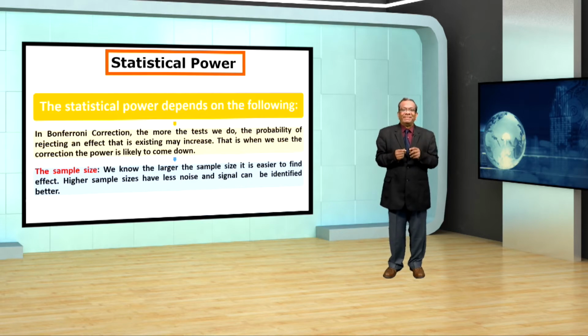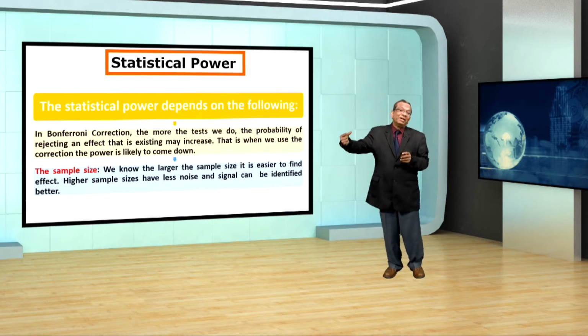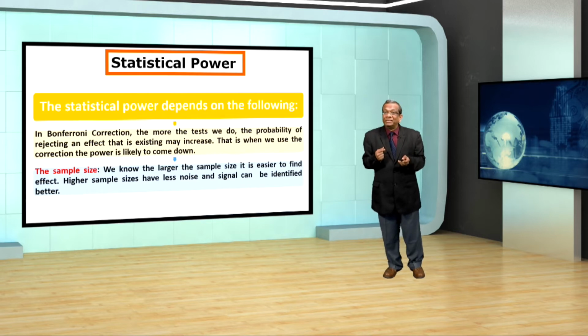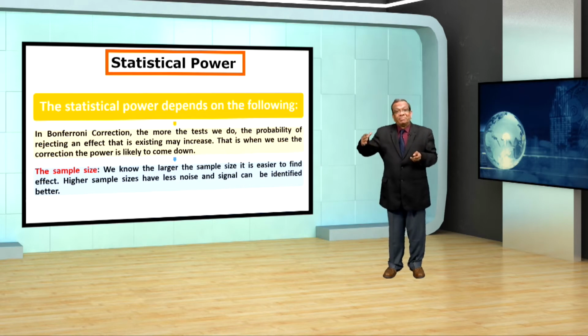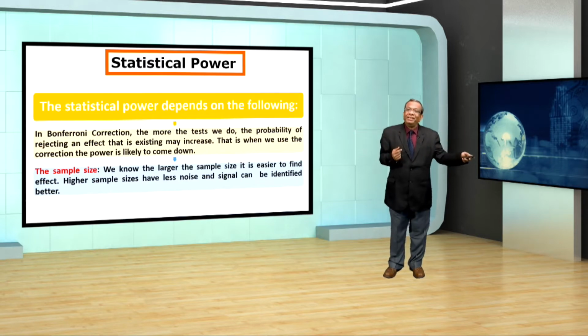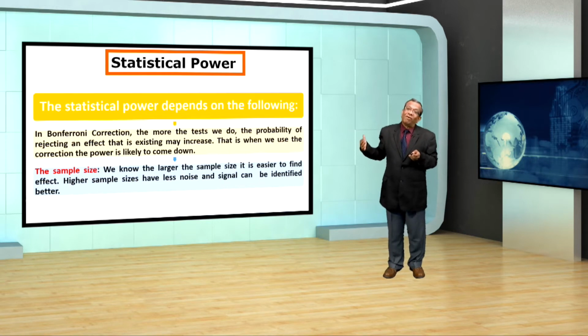Number 3, the sample size. We know that the larger the sample size, the easier it is to find the effect. Higher sample sizes have less noise and the signal can be identified better. We have seen in the last lecture that any statistical test is a ratio of signal to noise, or systematic explanation, that is what we explain for the entire model, divided by inability to explain the model. And this ratio is given by t, or by chi-square, or by the F-test.